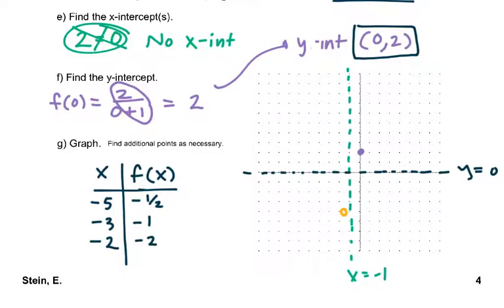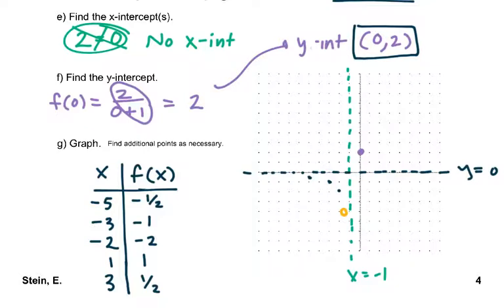At -2, -2. 1, 1 is an ordered pair here. And maybe 3, +1/2. So I'm going to plot those points. -5, down 1/2, right about there. -3, down 1. -2, down 2. And you can start to see that curve forming.